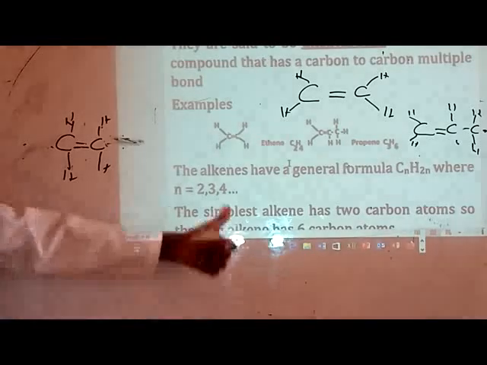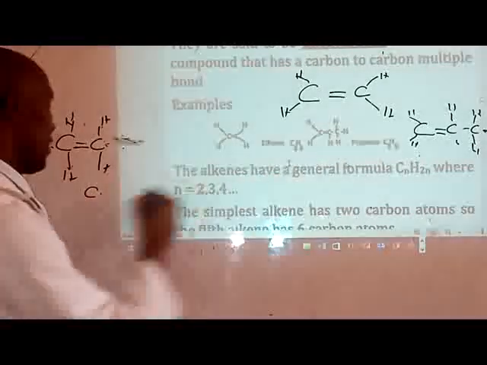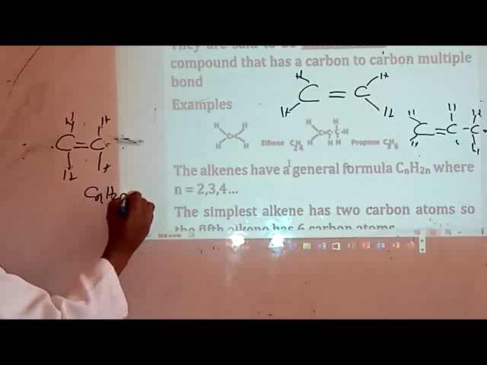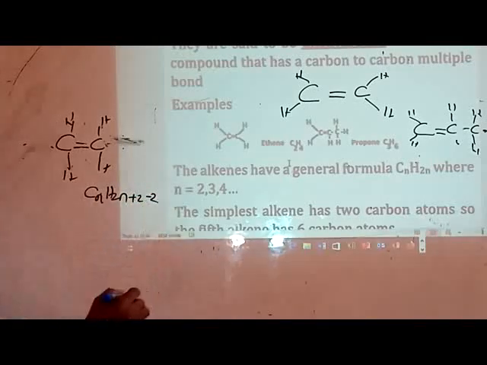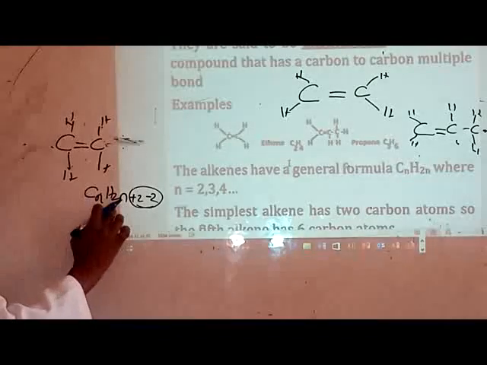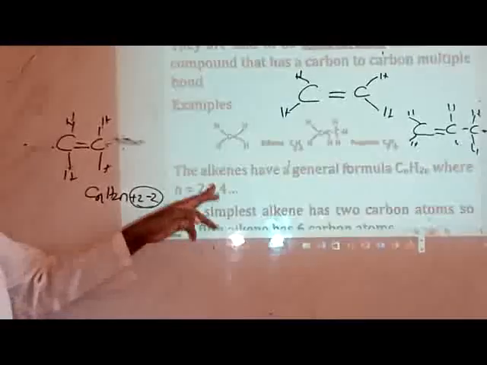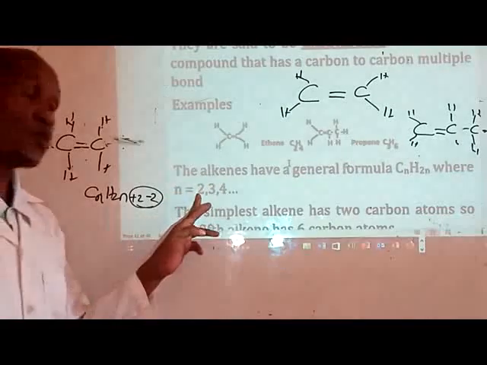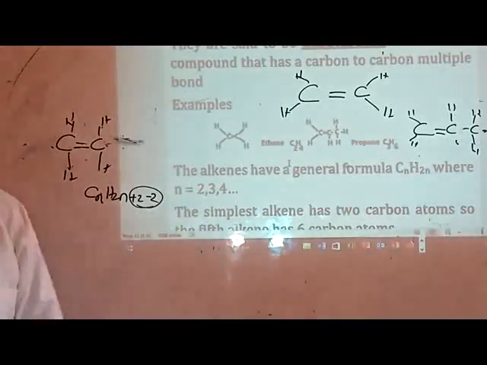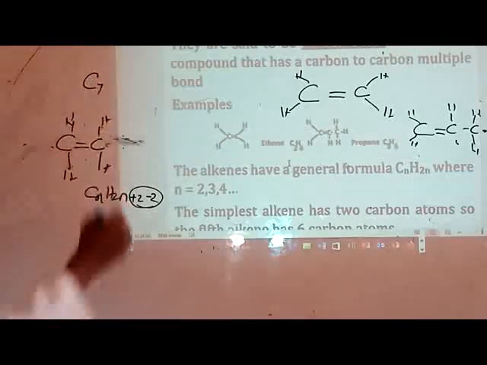So the general formula therefore becomes CnH2n+2 minus 2. The 2 that I have to remove. So that will definitely go. So I have CnH2n as the general formula of the alkenes. Note that n starts from 2 and not 1. So if I want the molecular formula of the 6th alkene, it will be C7.